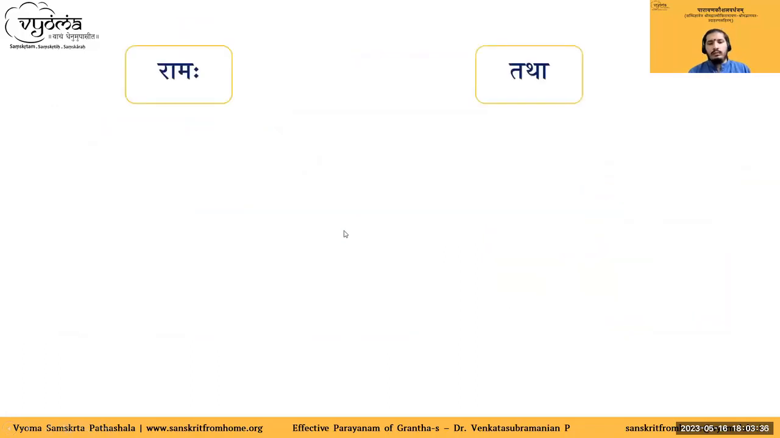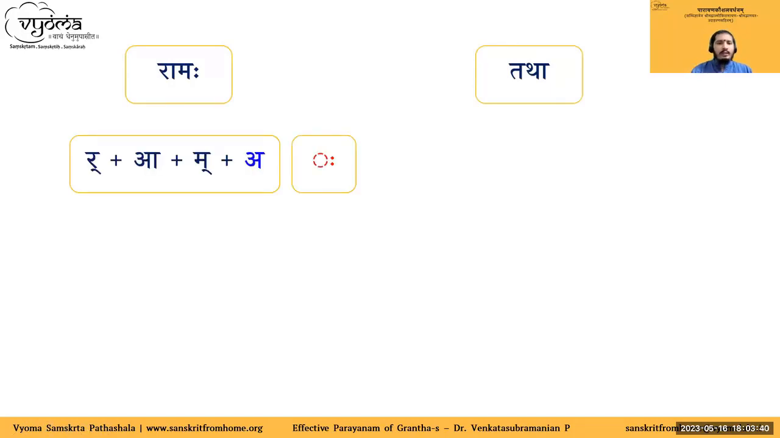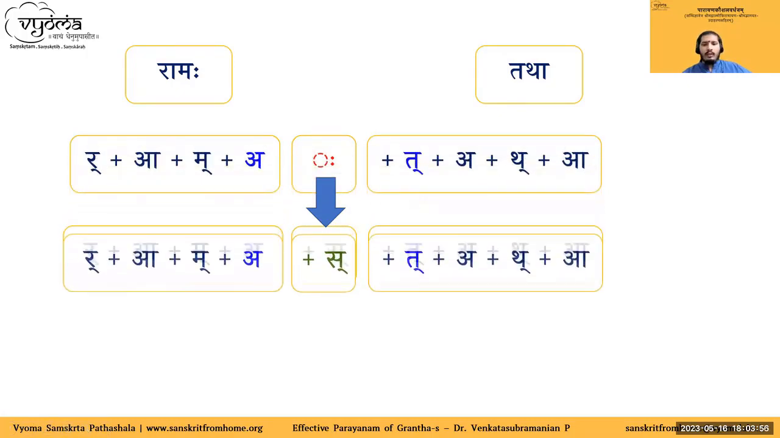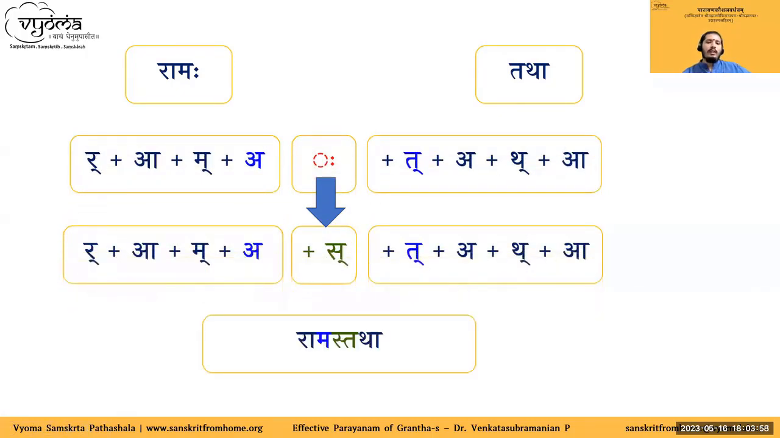Ramaha tatha is an example. Rama visarga tatha. So we have the ta here. Sakara is a karkashavyanjana, which is not ka, kha, or pa. So here, in place of visarga, we get sakaradesha. And if we join all the letters, we get Ramas tatha. Ramas tatha.